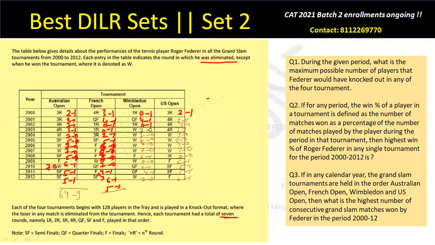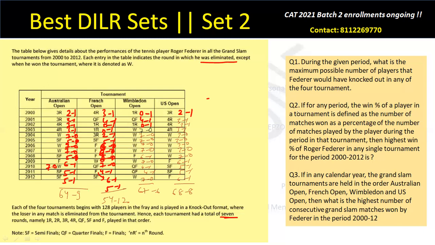Similarly, if you just sum these values, it will come out to be 54 and 12. This is going to be 67 and 6, and this is going to be 68 and 8, right? This is the total number of wins and total number of lost matches.